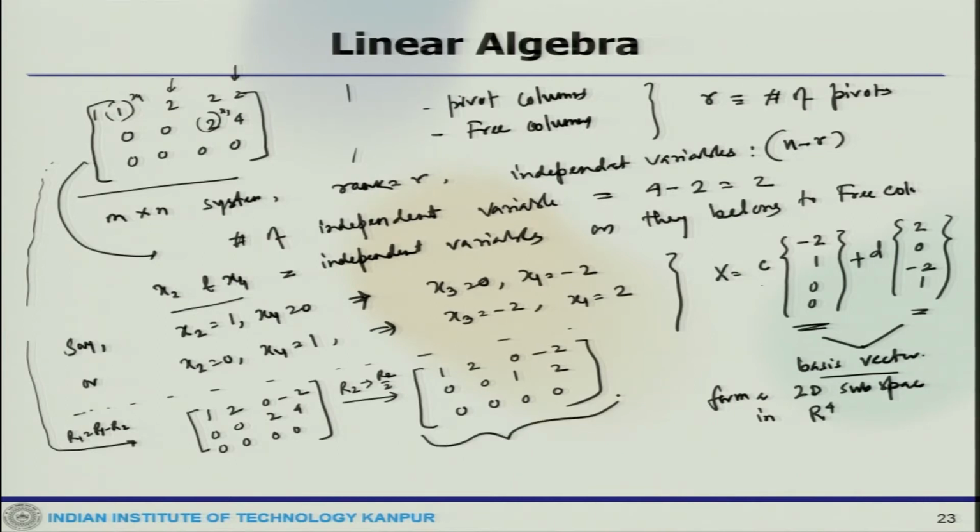So, this is called the row reduced echelon form of A, and from this, the equations become x1 plus 2x2 minus 2x4 is 0 and x3 plus 2x4 is also 0.